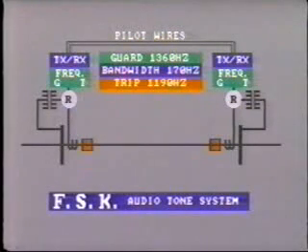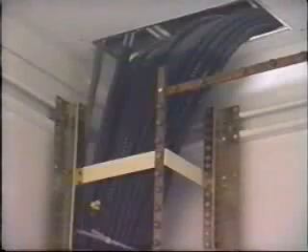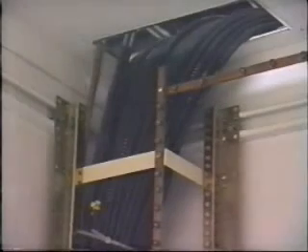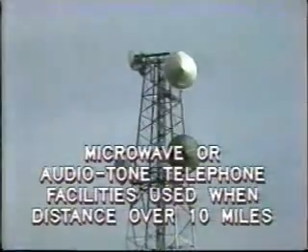In this case, the nominal channel frequency would be halfway between the two, that is 1275 hertz. For short distances up to 10 miles, the audio signal is sent over solid pilot wires. Nowadays, fiber optic channels are often employed for distances up to 30 miles. Microwave or leased audio tone telephone facilities are used when the distance is longer. We'll be looking at the application of these different schemes in the next segment. For now, we're looking only at the communication channels themselves.